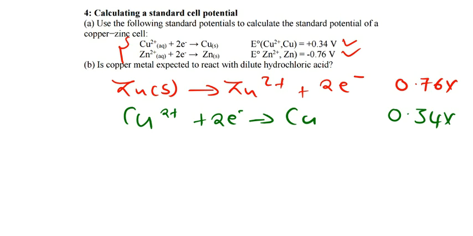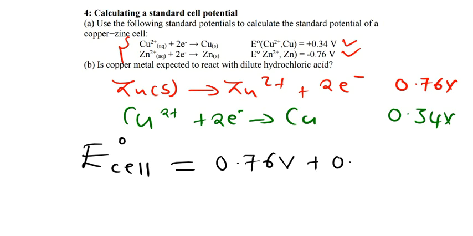So when it comes to the calculation of a standard cell potential, it just becomes the addition of the two values. This is question 4, right? So 0.76 volts plus 0.34 volts. That would be 1.10 volts. Okay, so that's our standard cell potential for question 4A, as simple as that appears.